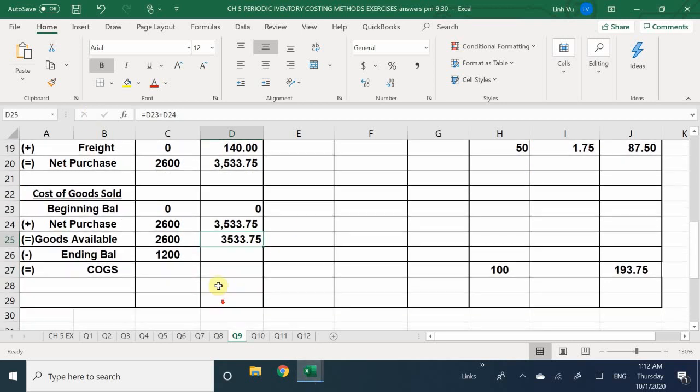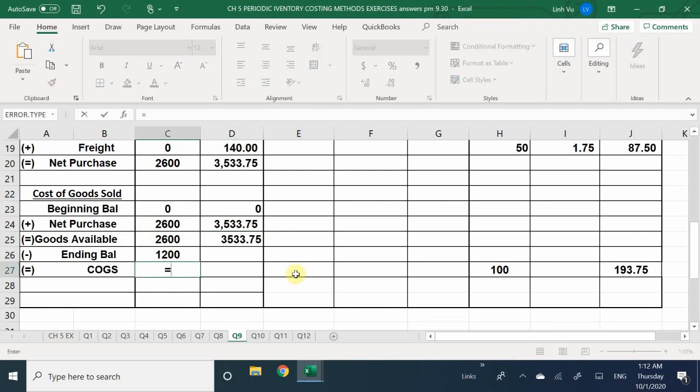Okay, so what I'm going to do is, if I know that at the end of the period I should have a total of 1,200 units, I'm going to take my 2,600 and subtract my 1,200 to get me a grand total of 1,400 I've actually sold.